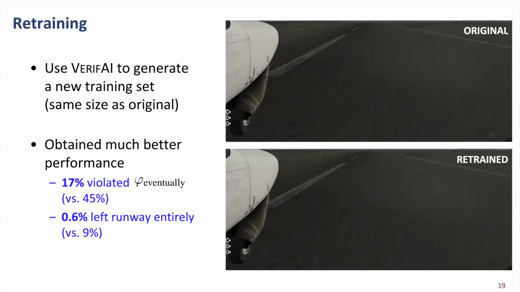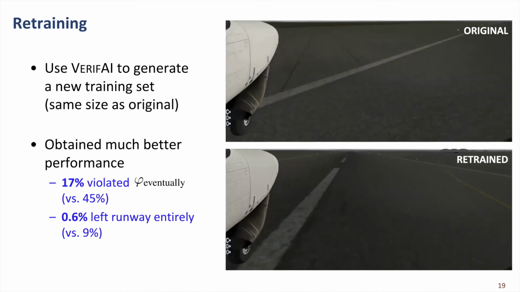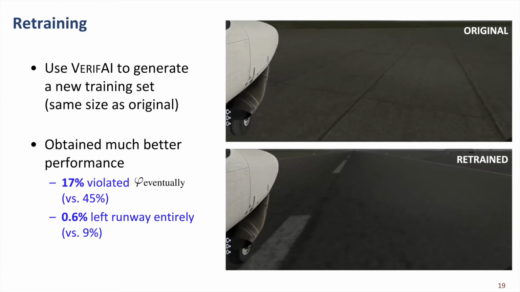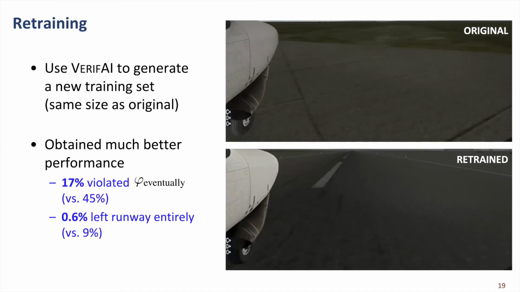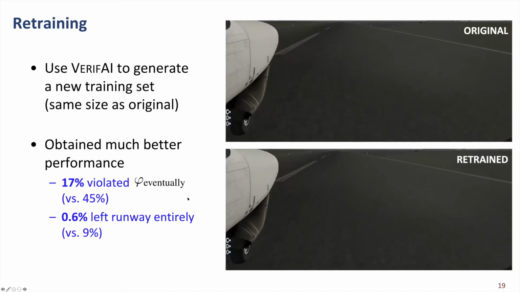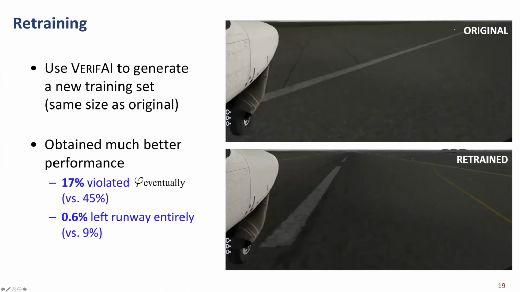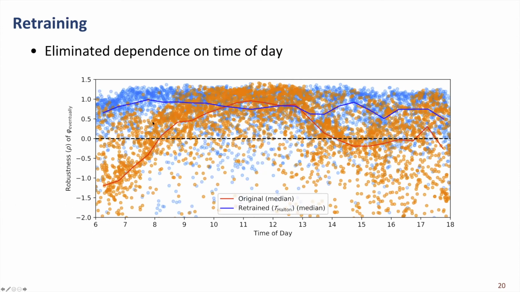So you can see here are two identical runs. The top one is showing the original system, which actually leaves the center line and eventually completely leaves the runway, whereas the retrained system on the bottom consistently tracks the center line accurately. And this is just one example, but overall, we saw much better performance. The rate of satisfying the specification improved, and the rate of completely leaving the runway substantially improved. And you can see here that we've actually eliminated the dependence on time of day. So the new retrained system is shown in blue, and you can see it's consistent over the entire time period.